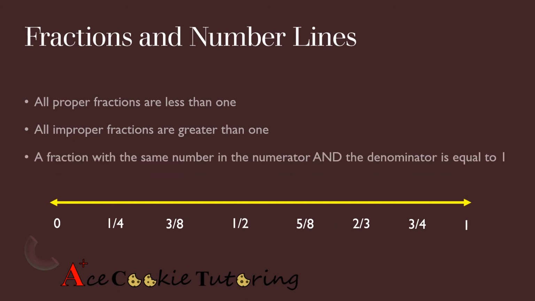Now, something we haven't really said so far that I think is important for you to know is that a fraction with the same number in the numerator and the denominator is equal to 1. So this is like 3 over 3 or 5 over 5. If I divide 5 by 5, then that's equal to 1.